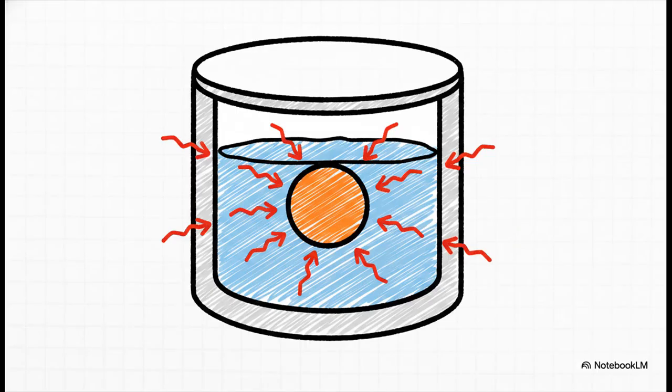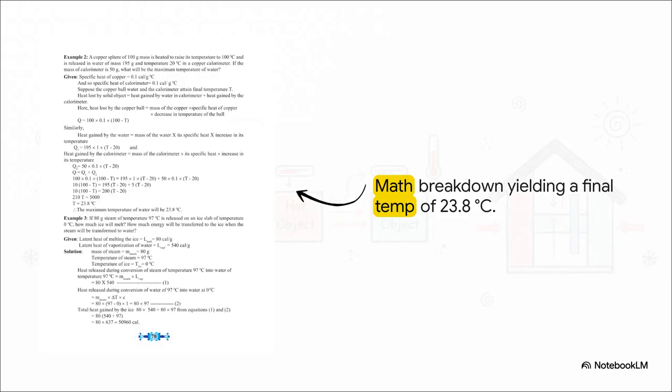Let me just remind you of the primary equation we'll use to balance this heat exchange. To find the final mixture temperature, which we will simply call T, we state that the heat lost by the copper ball, Q, must be exactly equal to the heat gained by the water, Q1, plus the heat gained by the calorimeter, Q2. Let's perform the algebraic substitution.